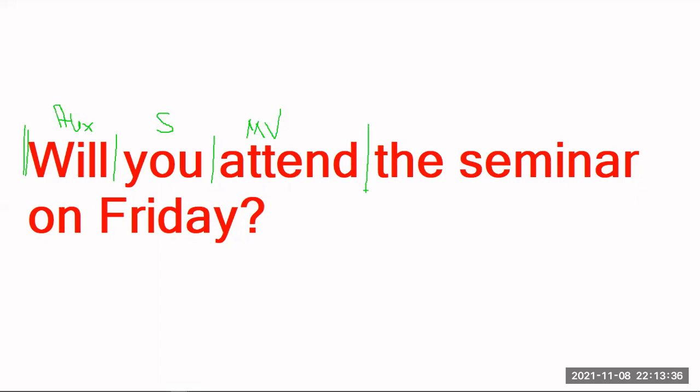Okay, so we can see that the verbal elements are broken into two. They are divided into two, and the subject comes in between the auxiliary verb and the main verb. All right. Then the seminar here is the object. And then on Friday is the adjunct.